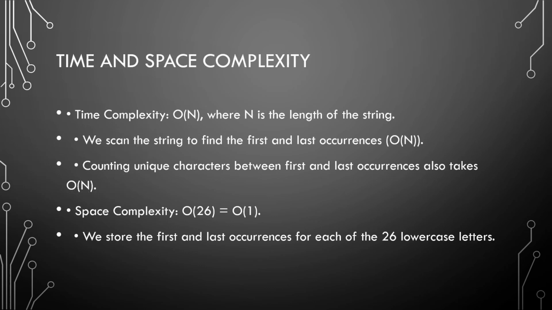Let's now look at the time and space complexity of our solution. The solution has a linear time complexity of O(n), where n is the length of the string. This is because we perform a linear scan of the string to find first and last occurrences, and then another linear pass to count the distinct characters in the substring. Since we only need to store the first and last occurrences for each of the 26 lowercase letters, the space complexity is O(1), constant space.